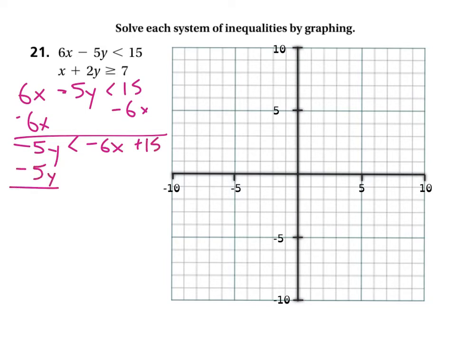And then when we divide both sides by negative 5, that is exactly at the moment that we need to switch the inequality to the other direction. That's what we need to do whenever we multiply or divide by a negative. And don't gloss over that fact. You should be hearing that.